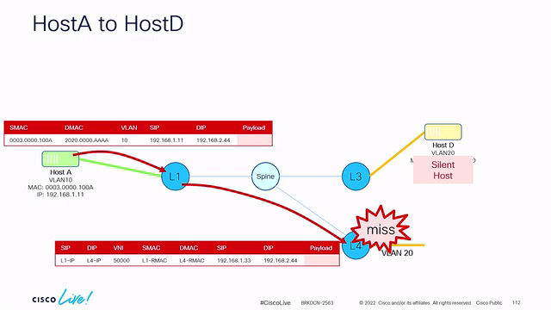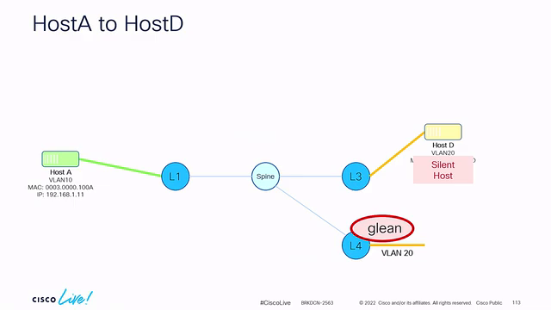So if there is a miss, we have a process. Actually, it's not just a process, it's exactly what it means: glean. Go and glean where host D is. Go and wake him up. Anyone has a clue how we can wake up a host and force him to do ARP?